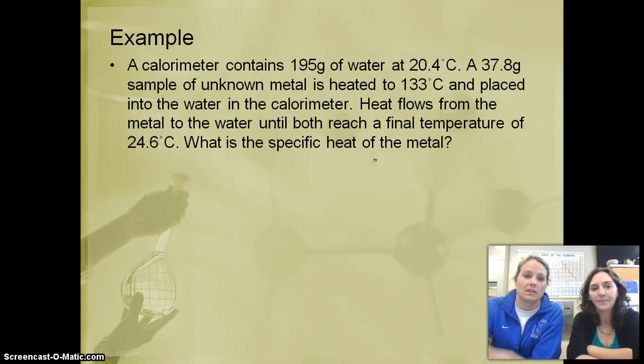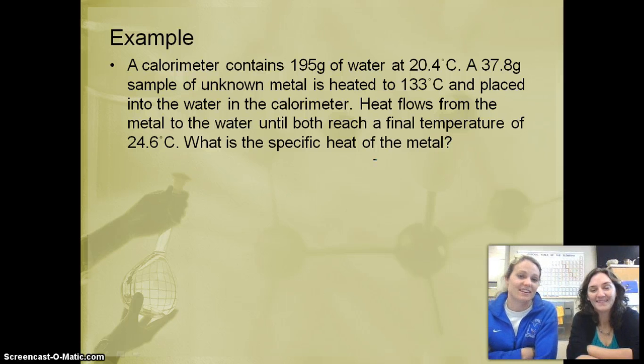All right. Math problem. You ready? It's kind of a big one. It's not hard. It's just a couple steps. Okay. So the calorimeter contains 195 grams of water at 20.4 degrees Celsius. A 37.8 gram sample of unknown metal, so we got to figure out what this metal is, is heated to 133 degrees Celsius and placed into the water in the calorimeter. Heat flows from the metal to the water until both reach a final temperature of 24.6 degrees Celsius. What is the specific heat of the metal?